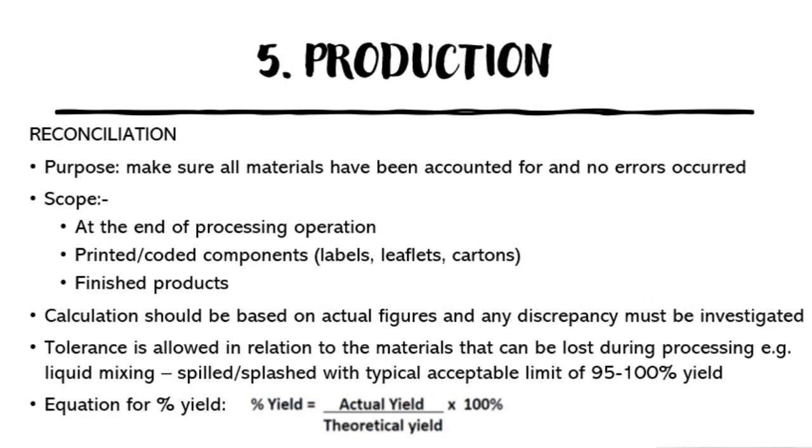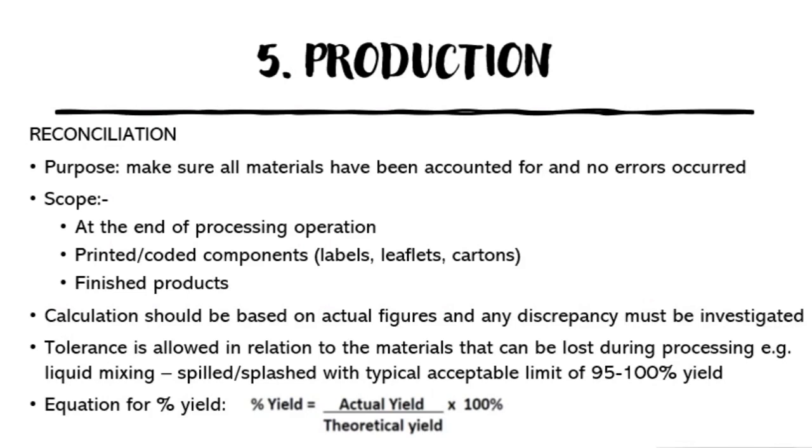So the tolerance is allowed in relation to the materials that can be lost during processing. For example, liquid mixing or liquid product. There is a possibility that splashing or spillage of the liquid may occur, so there is a tolerance that is allowed with a typical acceptable limit of 95 to 100% yield. So the equation for percentage of yield is as follows: the actual yield divided by theoretical yield multiplied by 100%. So the result will be in percentage.